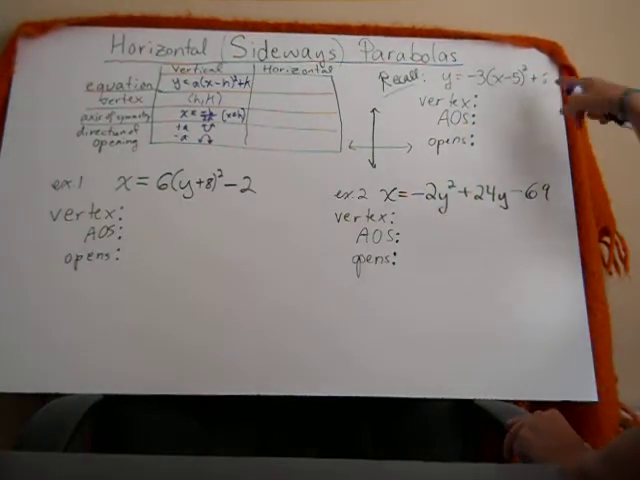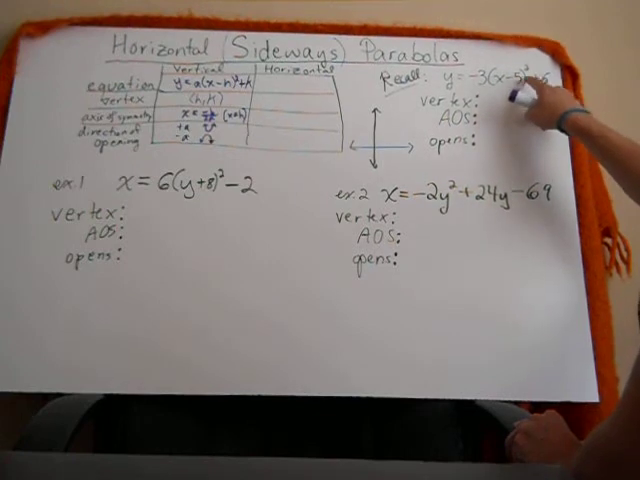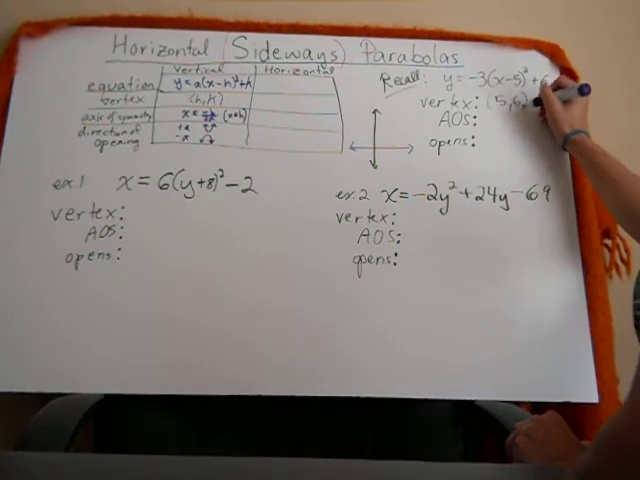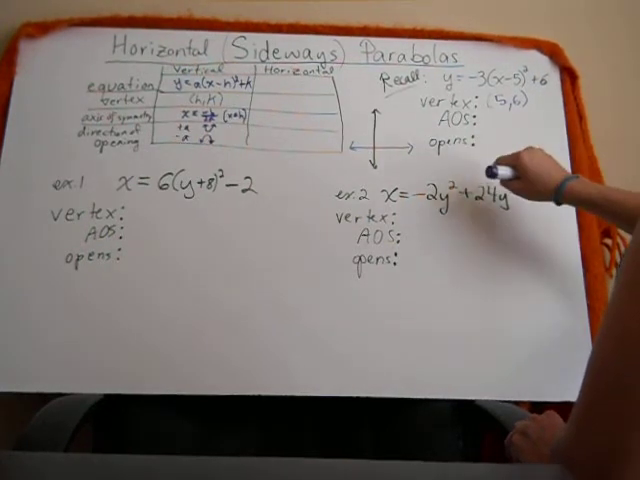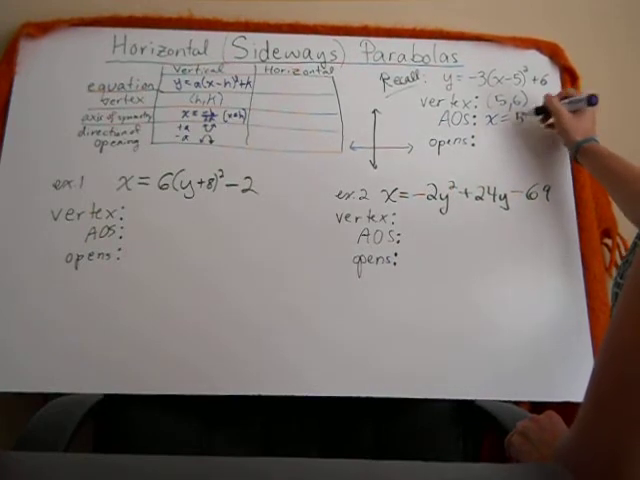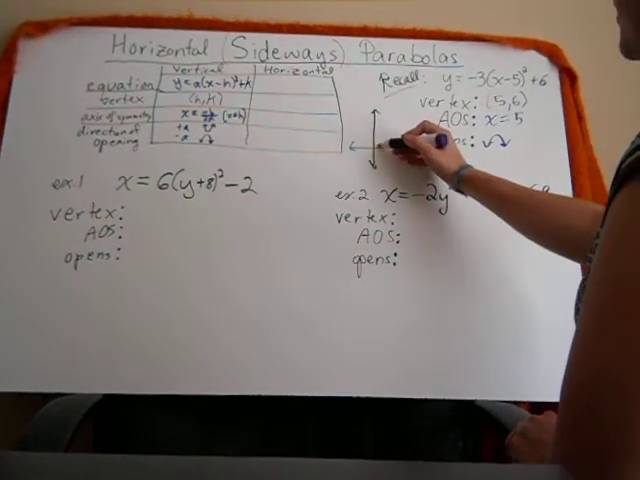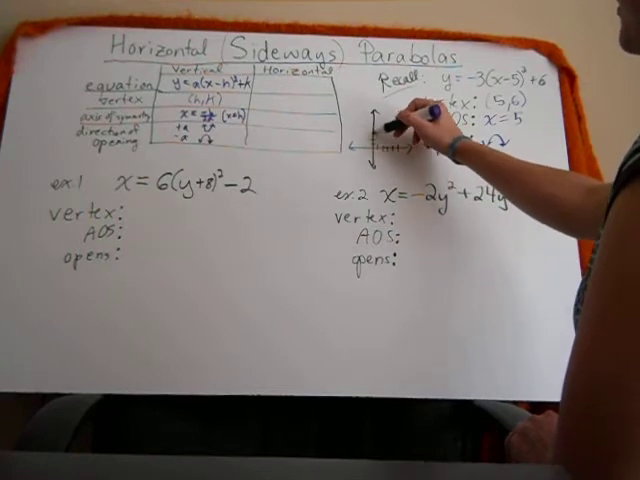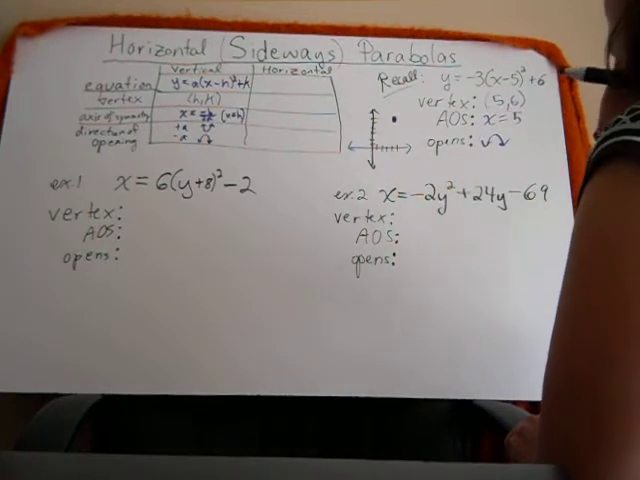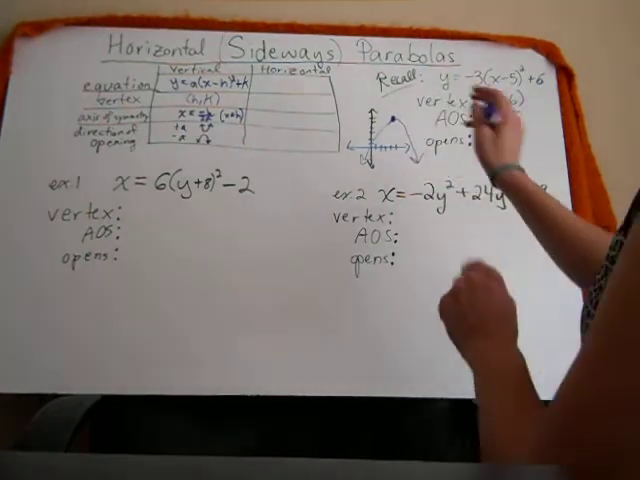And just to remind you, if you had y equals negative 3 times x minus 5 squared plus 6, the vertex would be h, k, so that's 5, 6. The axis of symmetry is x equals h, so x equals 5. And then since it's negative here, it opens down. So the vertex is at 5, 6, up there, and roughly, I'm not going to worry too much about the shape, something like that. That's a really bad drawing, but you get the idea.